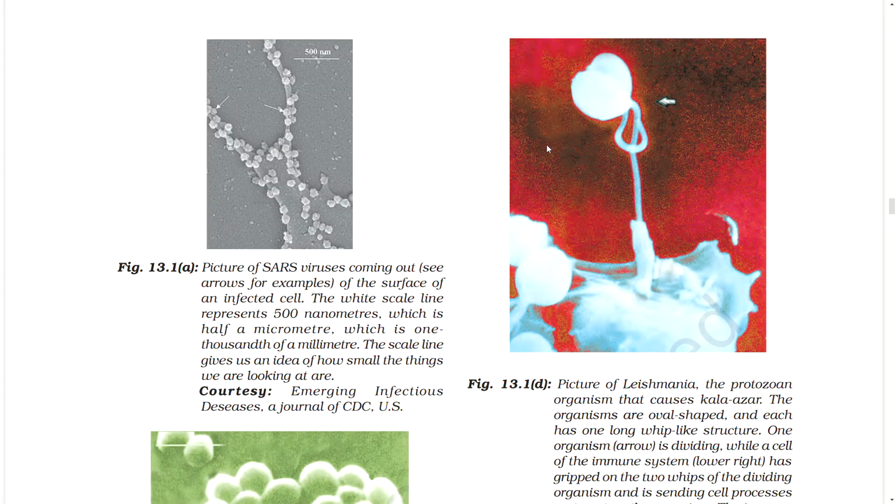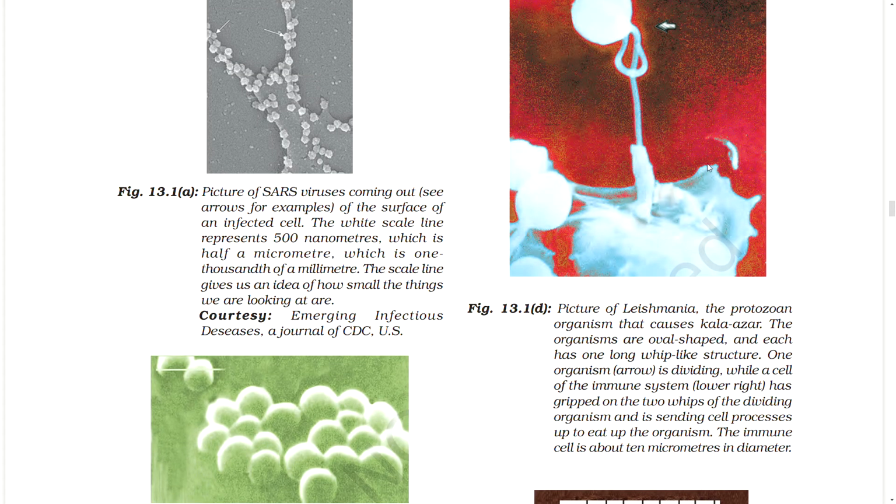Figure D. Pictures of Leishmania, the protozoan organism that causes kala-azar. The organisms are oval-shaped and each has one long whip-like structure. One organism, arrow, is dividing, while a cell of the immune system, lower right, has gripped on to the two whips of the dividing organism and is sending cell processes up to eat up the organisms. The immune cell is about 10 micrometers in diameter.